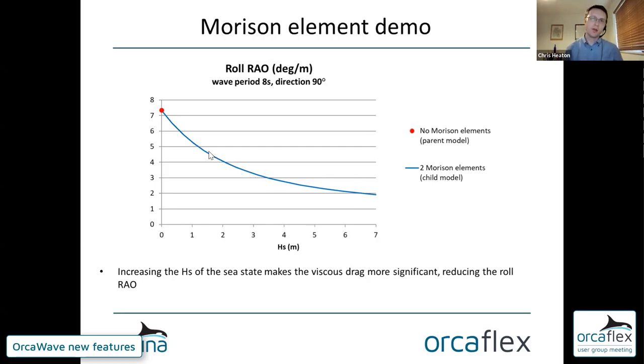For sea states tending towards zero, with smaller and smaller wave heights, the quadratic drag becomes less and less significant in relative terms, and the roll RAO here and all the other results recover the results of the parent model, where there's no Morison drag and there are no Morison elements. But if you have a non-zero wave height in your sea state, then you do see an effect from the drag loads on the Morison elements, and in fact it's the effect that you would physically expect. So the roll RAO is reduced compared to the parent model by the presence of the bilge keels and the drag that they feel, I suppose, in the fluid.